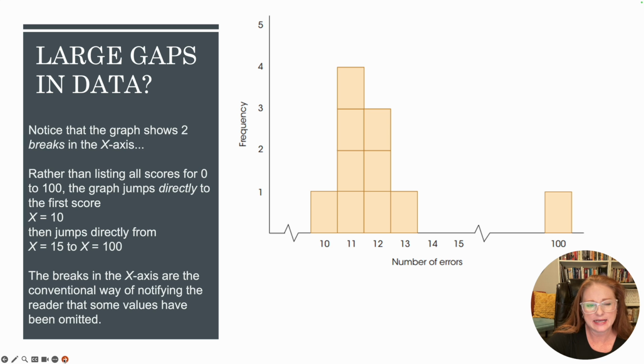Quick note on large gaps in data. So take a look at this graph. You see how there's a large gap between like 13 and 100, right? So rather than listing every single data point, you just do a little jiggly line there, and that indicates that there's a lot of gap there, because what you don't want to do is just waste paper. So you'll say, even though 13 is the last data point you have, you might write 14, 15, and then do a little jiggly line, and then go 100. You want to do something that breaks that x-axis. Because what you're trying to do is tell the reader, hey, heads up, we have a big outlier coming. Brace yourself.